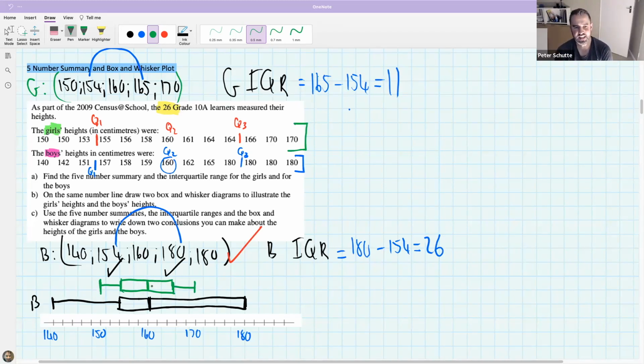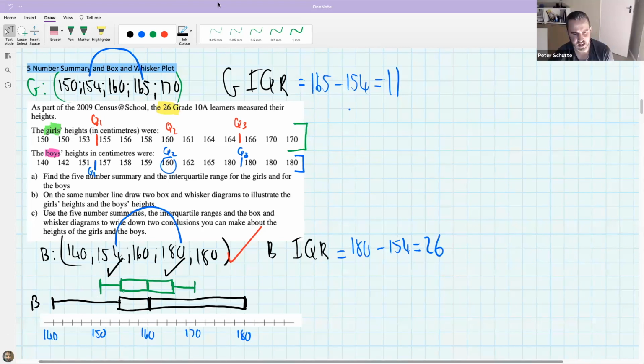So you can visually see how the heights of girls are definitely less spread out, even in the middle 50%, and in the whole range. You can definitely see that girls' heights are fitting into a smaller space.